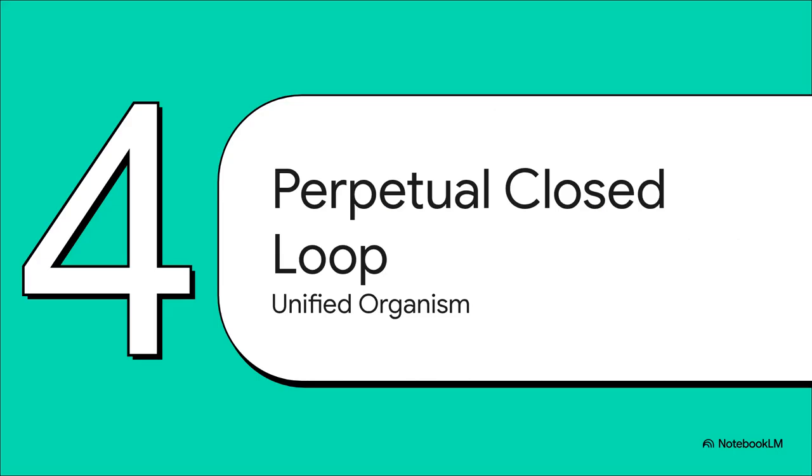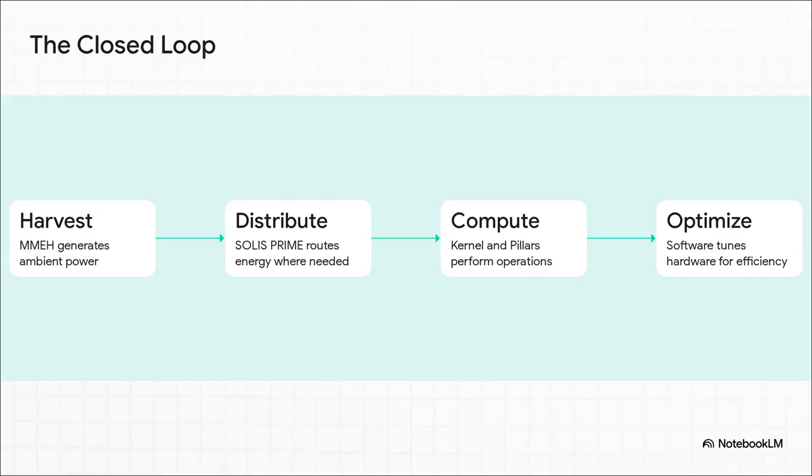Which brings us to part 4, the perpetual closed loop, the unified organism. This is where the hardware and software come together in a continuous loop. Step 1, the physical harvester generates ambient power from the environment. Step 2, the Solus prime pillar intelligently distributes that energy exactly where it's needed. Step 3, the central kernel and the 18 pillars use that energy to compute, defend, and maintain self-awareness. And step 4, the software uses its intelligence to physically tune and optimize the harvester's thermal management, increasing its physical efficiency. The metabolism feeds the brain, and the brain optimizes the metabolism.